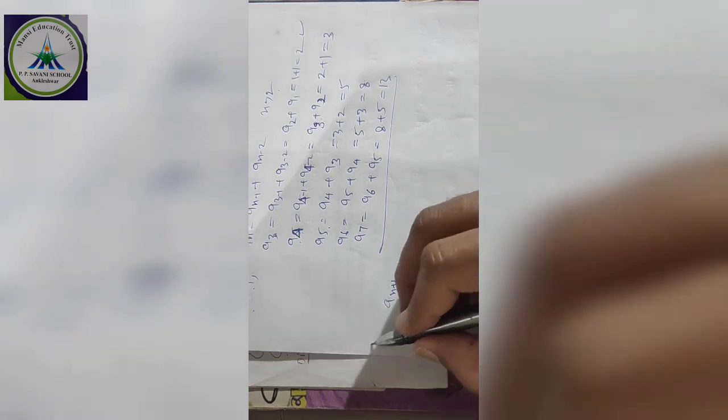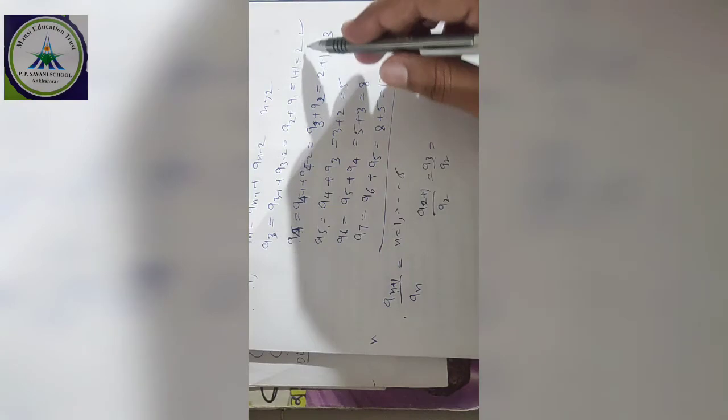an plus 1 upon an is given for this, n equals 1 to 5, for this condition. Okay, so a2 upon a1 is also clear. Then n equals 2, this means a3 upon a2. Find a3, which is 2. a3 is 2, right, and a2 is also 1, so this answer is 2.